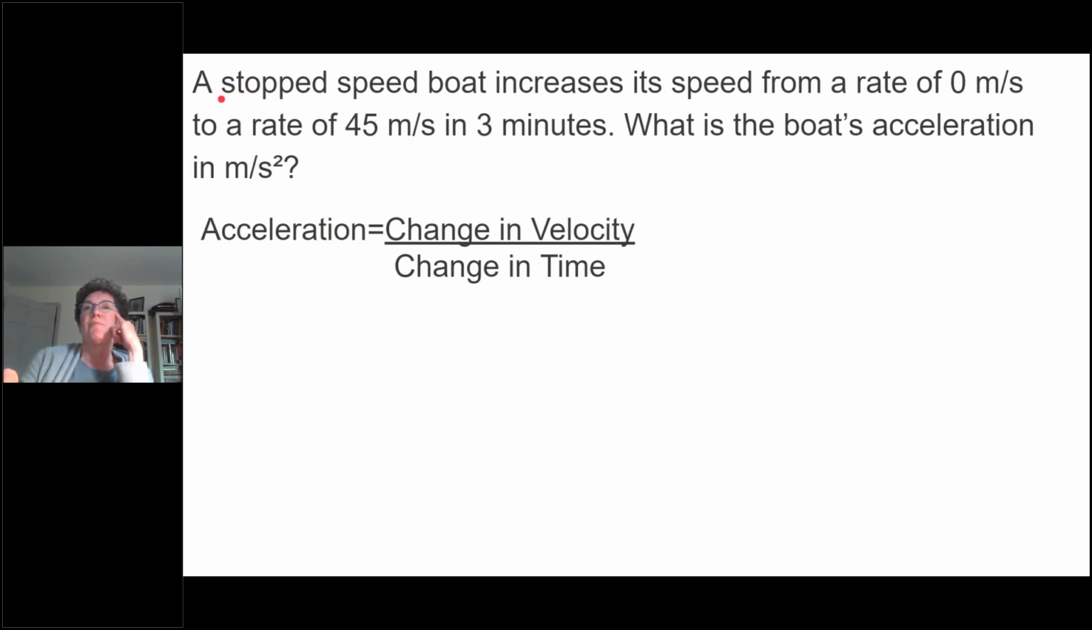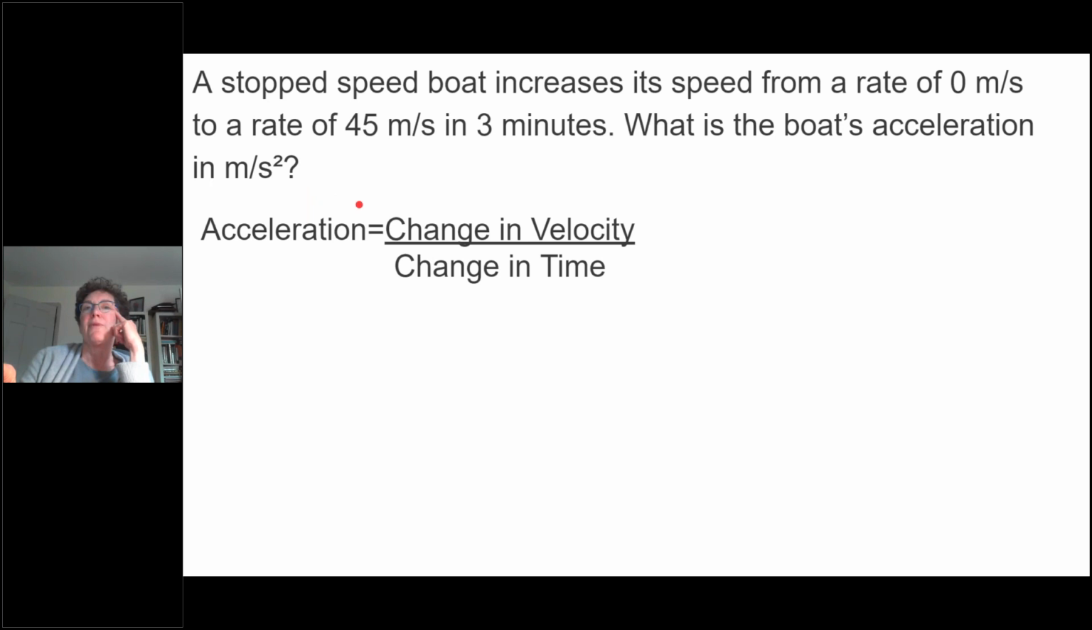Okay, here's a new problem. A stopped speedboat increases its speed from a rate of 0 meters per second to a rate of 45 meters per second in 3 minutes. What is the boat's acceleration in meters per second squared?